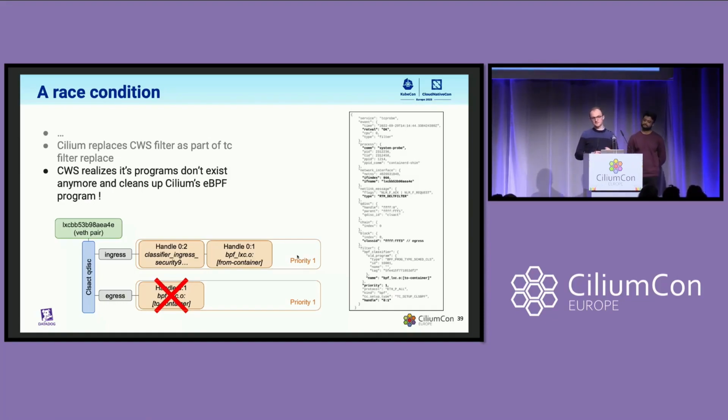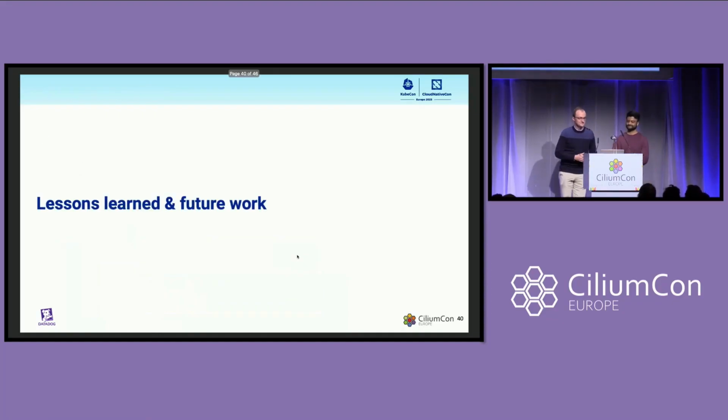And the race condition is really that in some cases, we ended up being faster than Cilium to instrument interfaces, and this is what explains the fact that it was not always happening and was pretty hard to debug. All right, Hemanth, take it away.